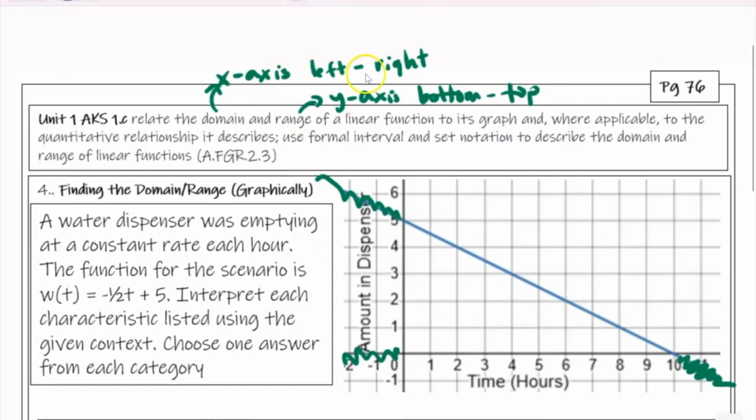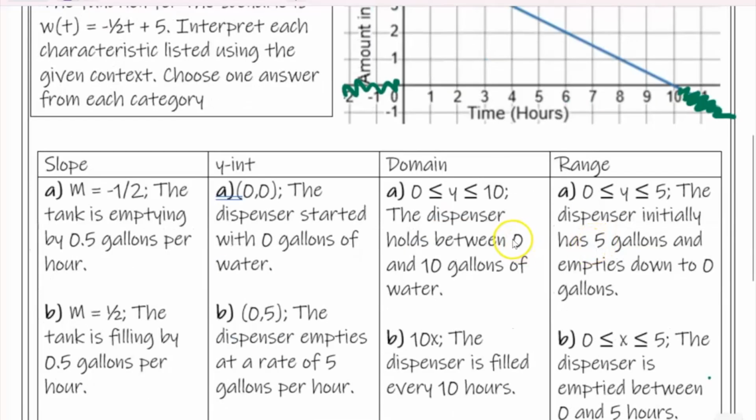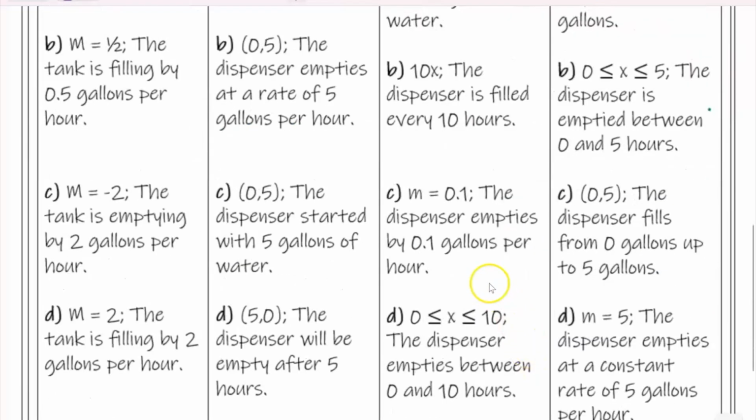So domain is your x-axis left to right. Remember, we already canceled here because of lack of negative time. So we're going to start at 0 and we're going to go to 10, and we're not going to pass 10 because of this. And it's going to be decimals and everything in between, and that's what I'm looking for. So automatically I can see this is y. I'm not going to do that. Here's an x between 0 and 10. So this one is right.